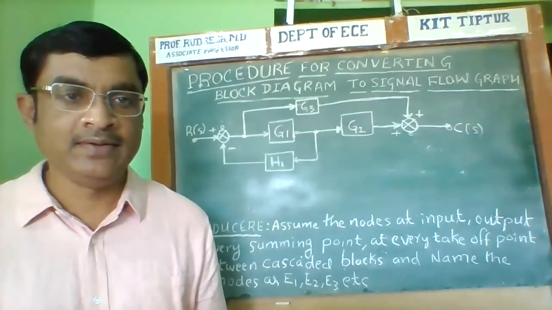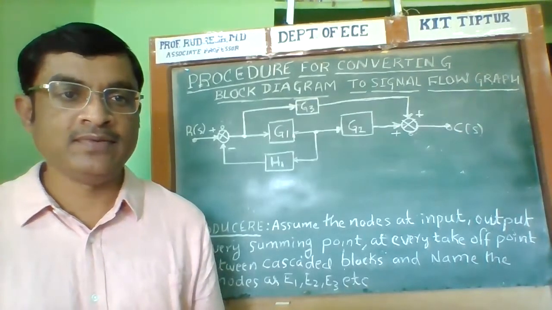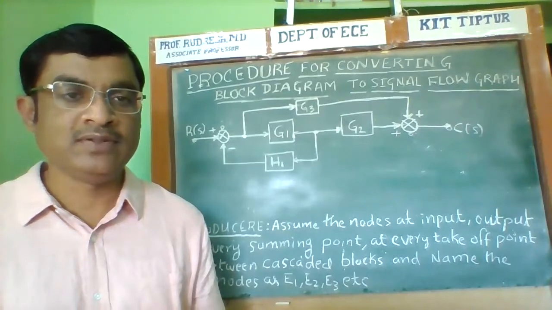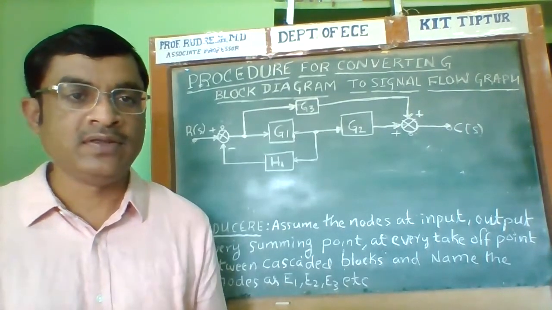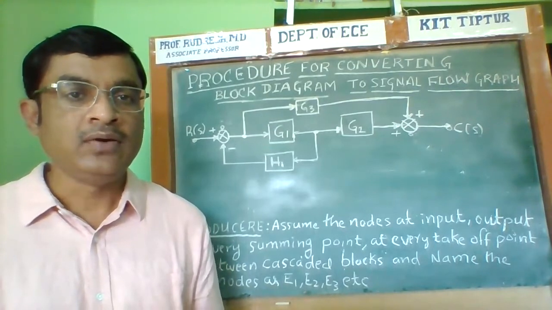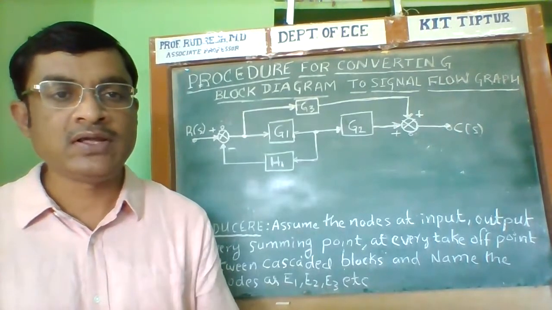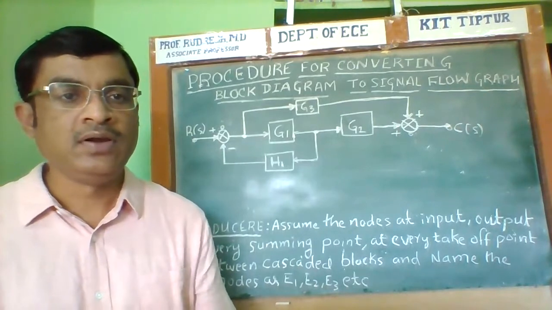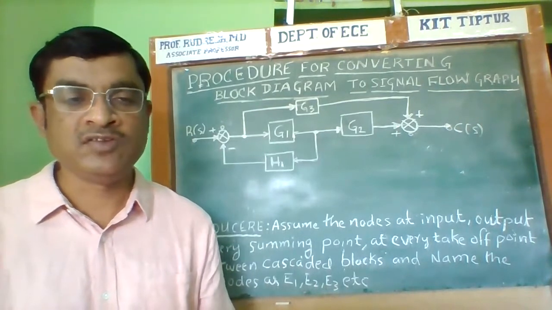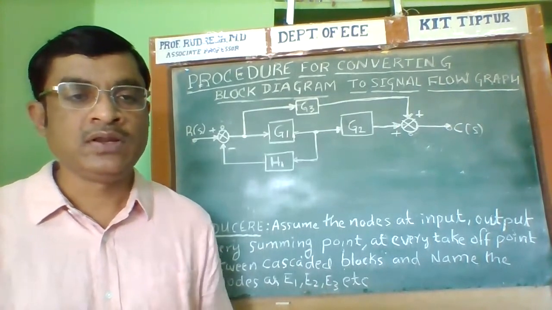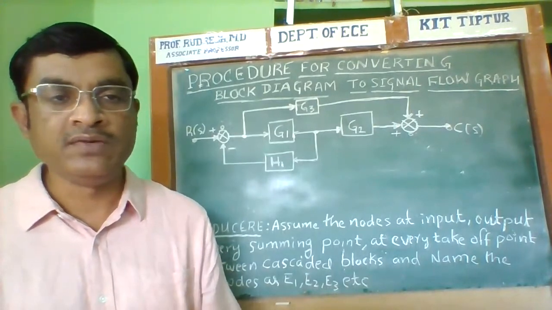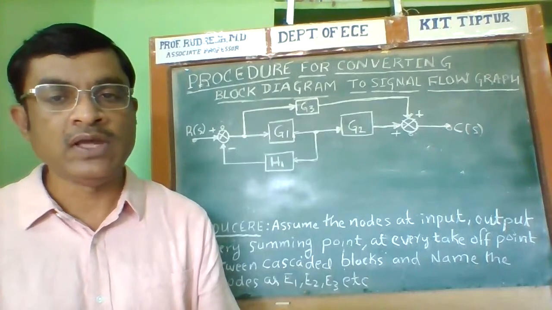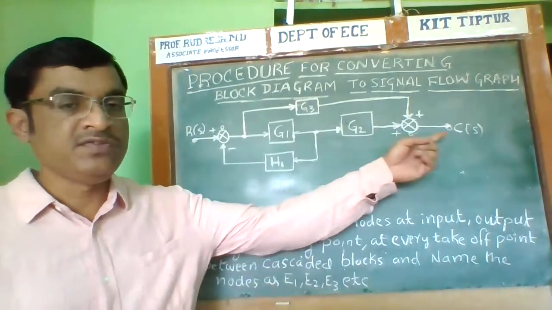Dear student, in previous class sessions, I was discussing examples on the Mason-Skin formula. Today's session, I'm going to explain how to convert the given block diagram into a signal flow graph and then apply the Mason-Skin formula. Here, we know that both the block diagram and signal flow graph methods are used to calculate the overall gain of the system.